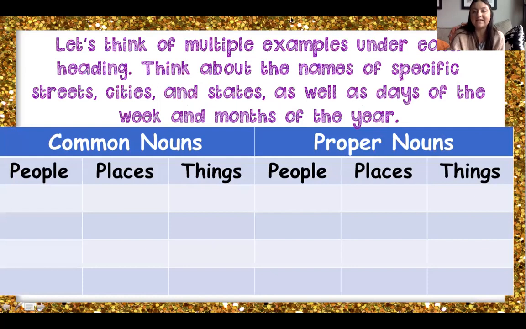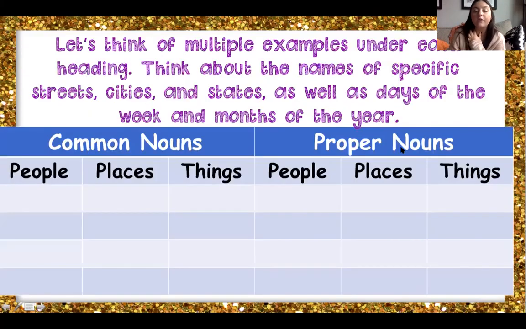Let's think of some examples under each heading. Think about the names of specific streets, cities, states, as well as days of the week, months of the year. Okay, specific people. Common nouns, people: girl, boy, man, teacher. Common places, could be talking about the park, the store, the restaurant, the hotel. Things, I could be talking about the ball, the toy. I don't know which one I'm talking about.